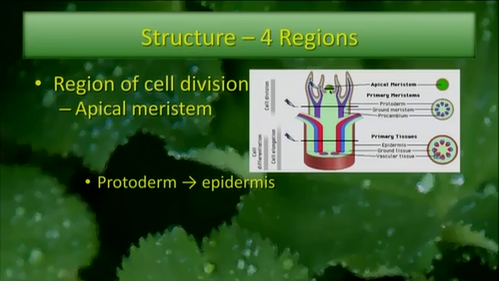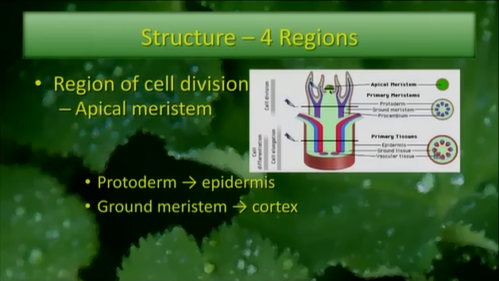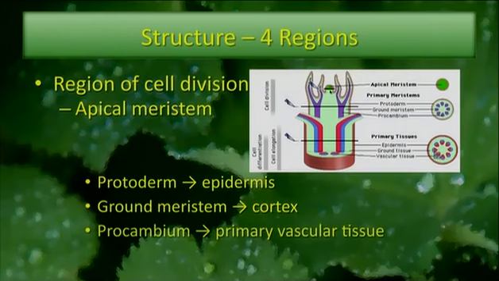The apical meristem also produces the protoderm, which becomes the epidermis. It also produces the ground meristem that becomes the cortex; the cortical cells tend to mostly store food. And it produces the procambium, which is the primary vascular tissue. So the apical meristem produces all three: the protoderm that becomes the epidermis, the ground meristem that becomes the cortex, and the procambium, which becomes the primary vascular tissue, the primary xylem and the primary phloem.